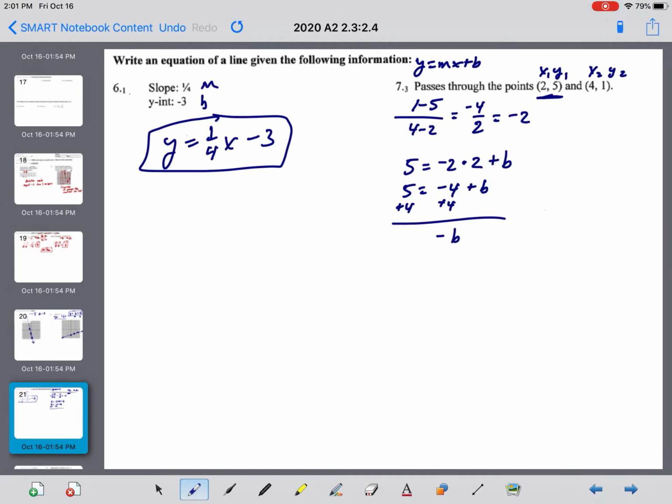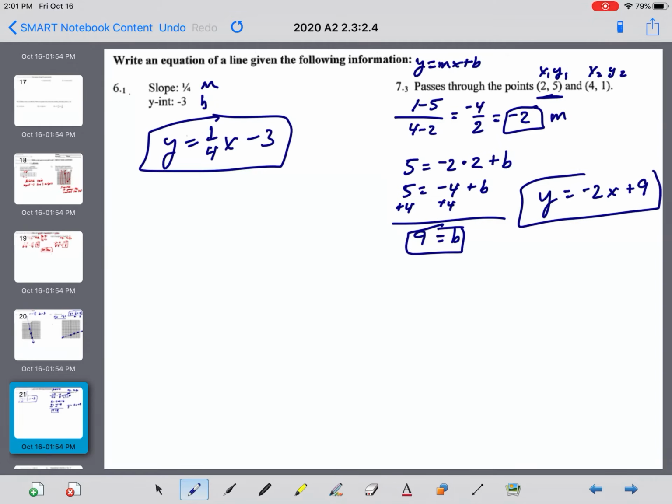Our intercept is 9. So our final answer here, here's our slope, here's our b value. So y equals negative 2x plus 9. Now we're done. We went in there and we took that slope and we turned it into our intercept. Okay, we took the 2 points, turned them into the slope, took the slope and 1 point, turned it into the intercept, and then we had all the information we needed.